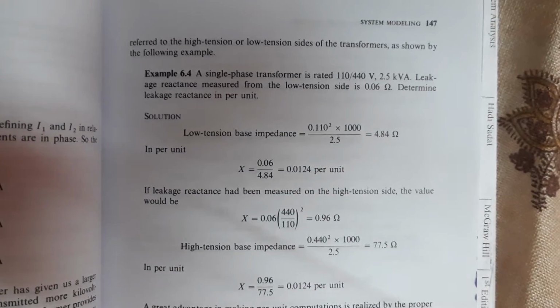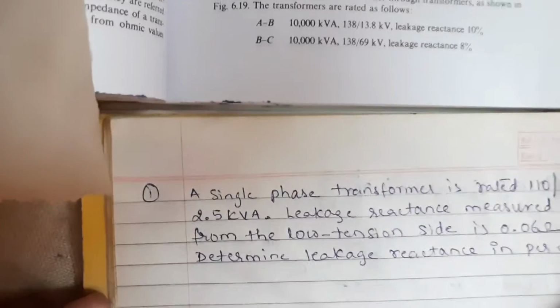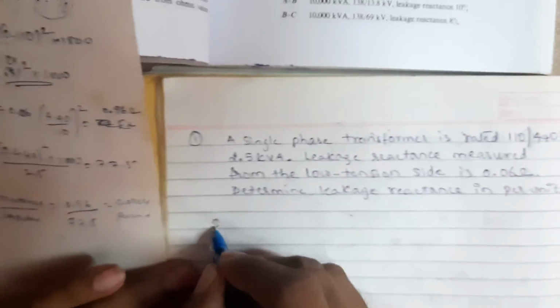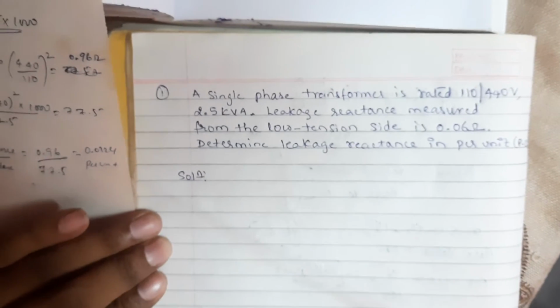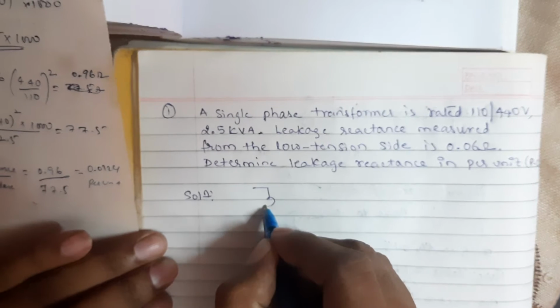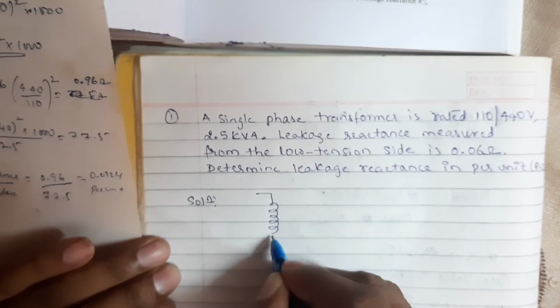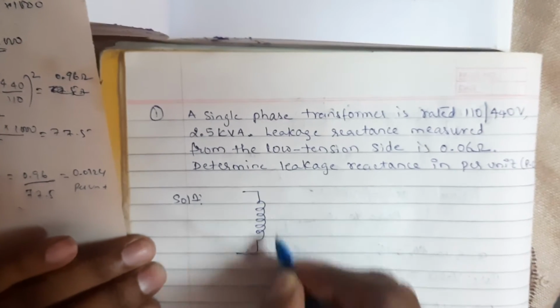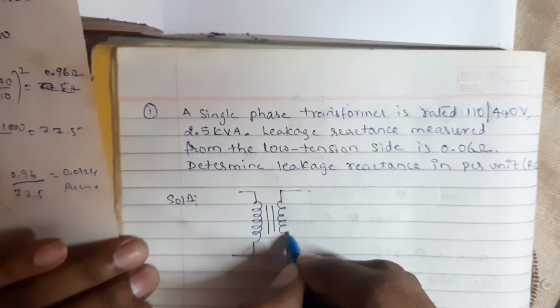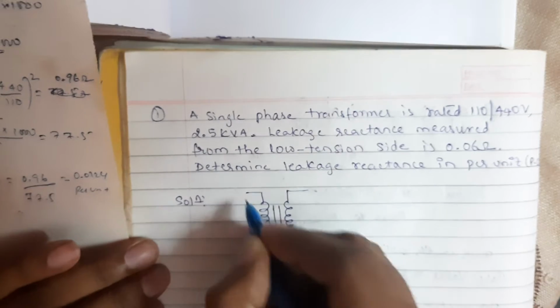So let us find this one. We will find the per unit reactance. Now to the solution. Here they have given a transformer. This is a single phase transformer with primary winding as well as secondary winding.